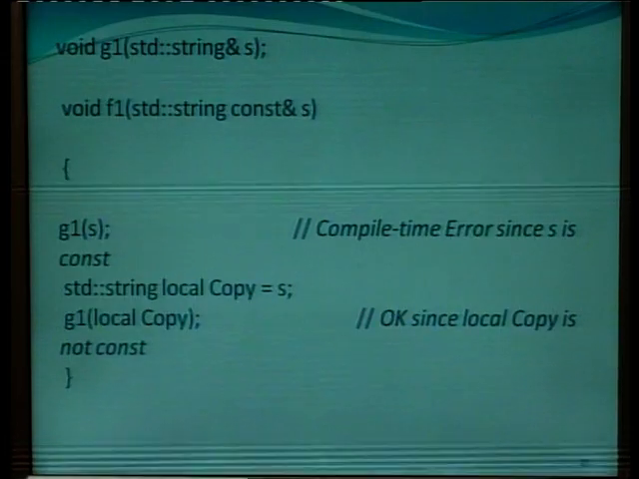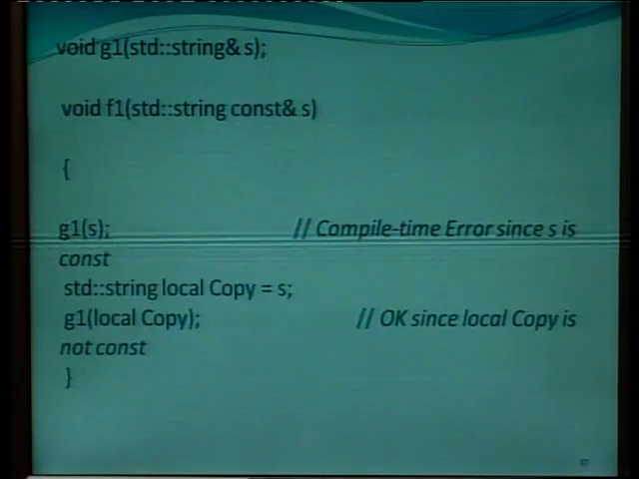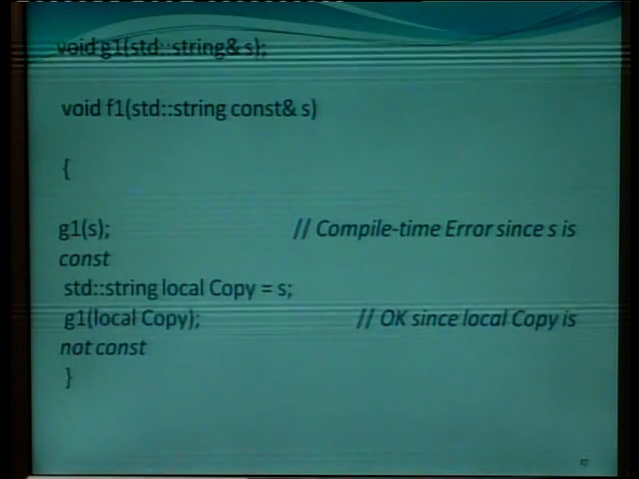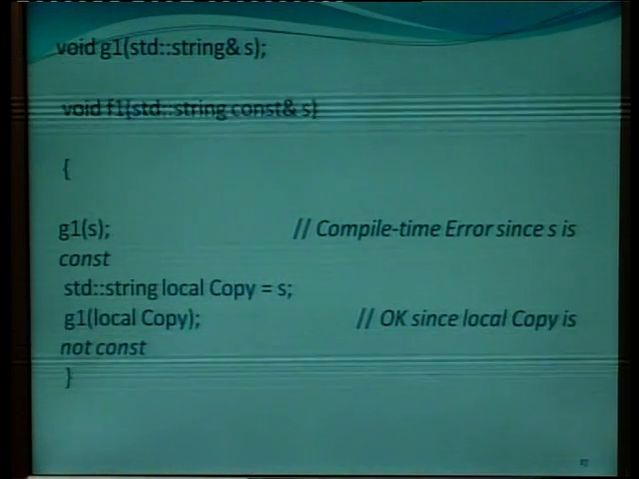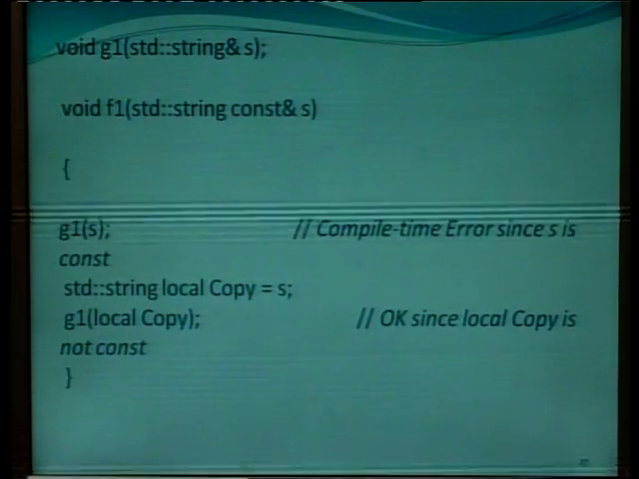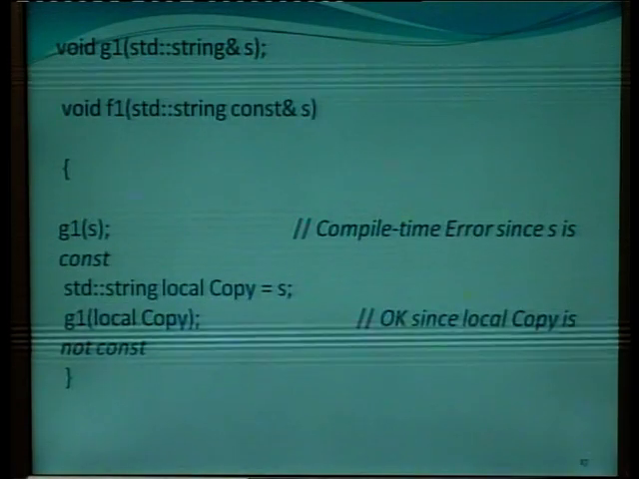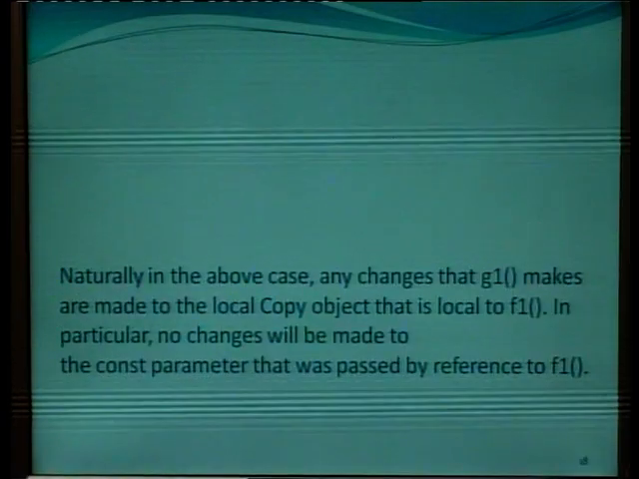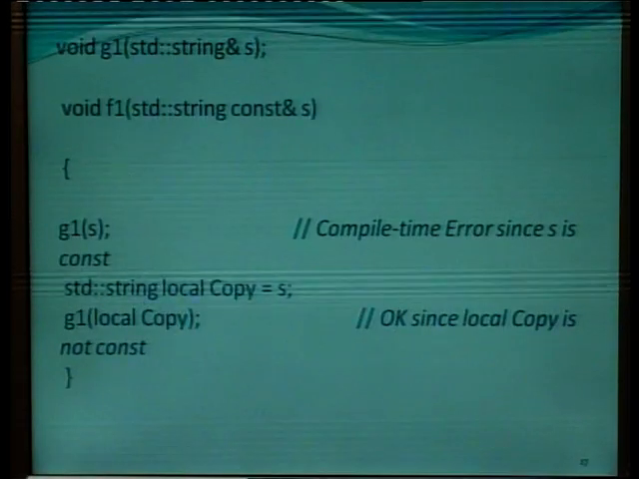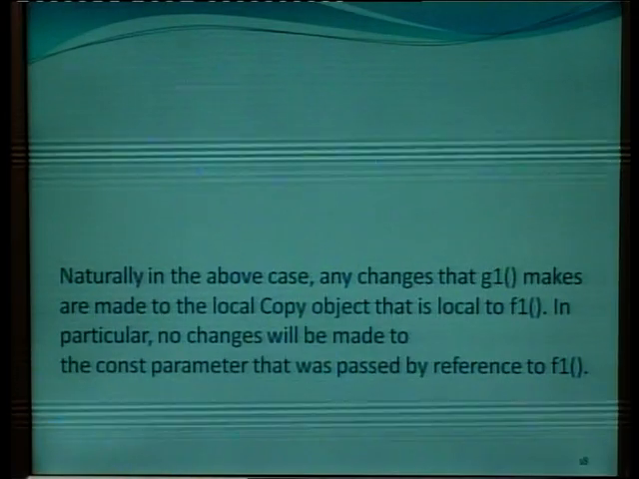So, let us take an example: void g1 standard string ampersand s, void f1. Here g1 gives a compile time error since s is a constant standard string, and g1 takes a local copy of s. So g1 equal to local copy, so not a constant value. Naturally, in the above case any change that g1 makes has to be changed in the g1.